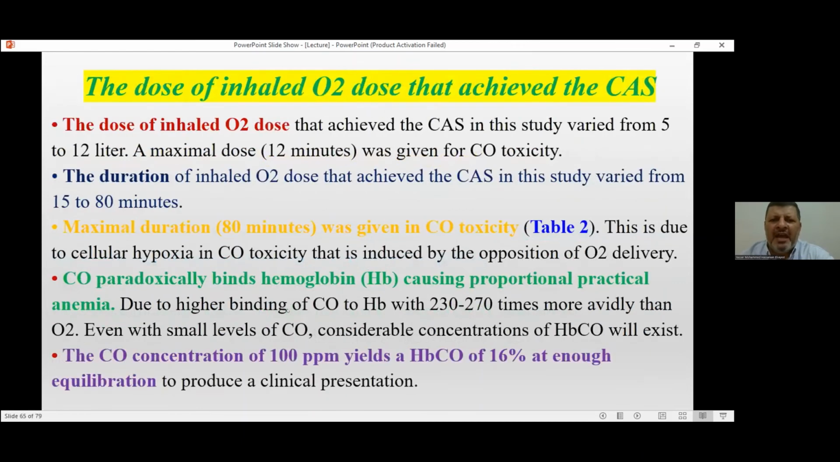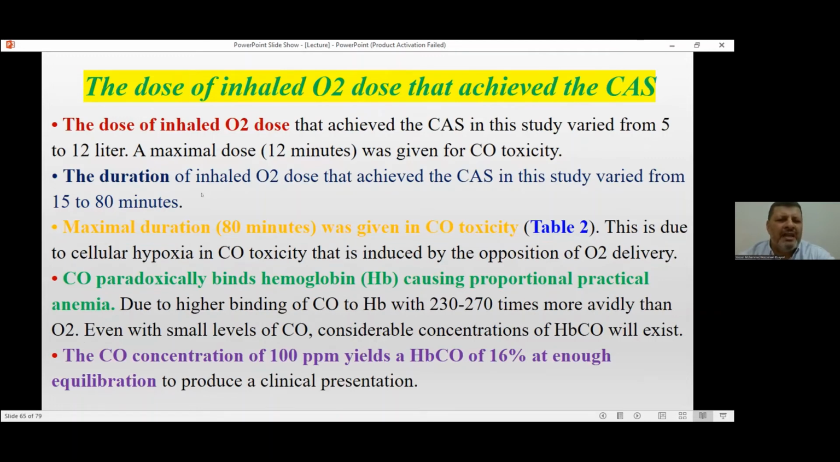The role of inhaled oxygen dose that achieved the coronary artery spasm. The dose of inhaled oxygen that achieved the coronary artery spasm in the study varied from 5 to 12 liters, as previously mentioned. The maximum dose was 12 liters, which was given for carbon dioxide toxicity.